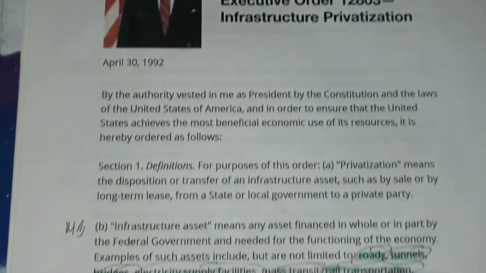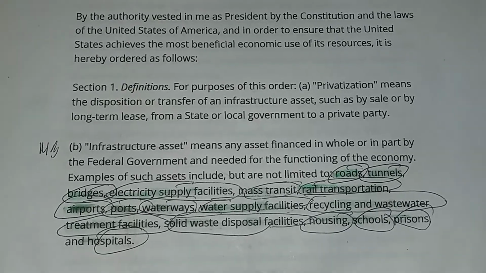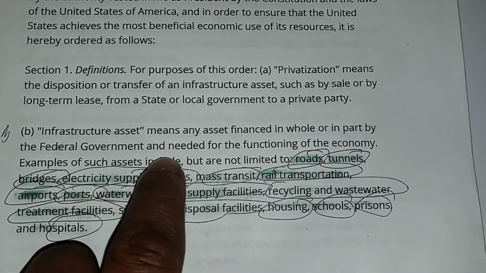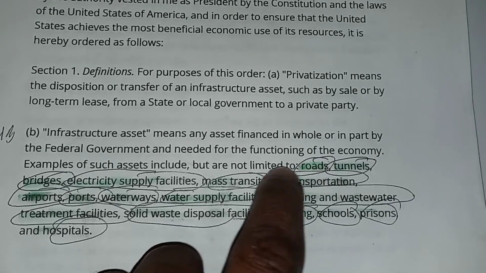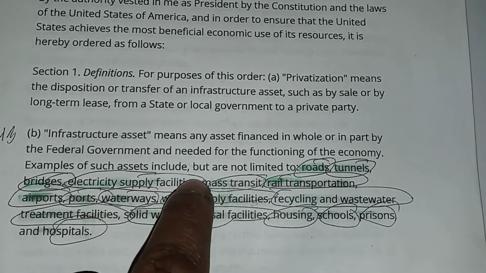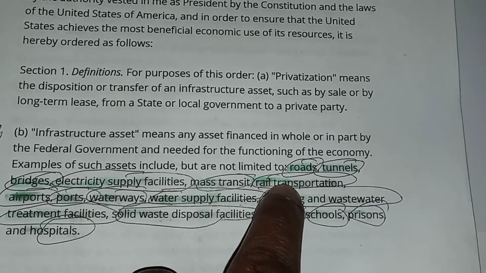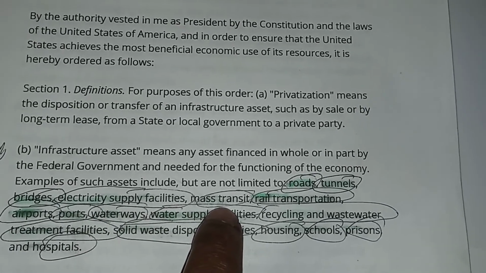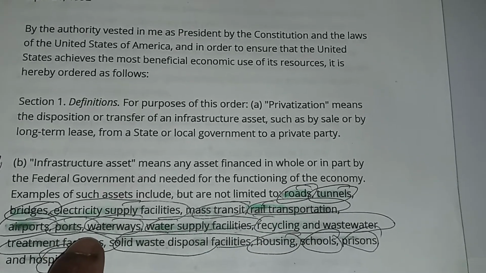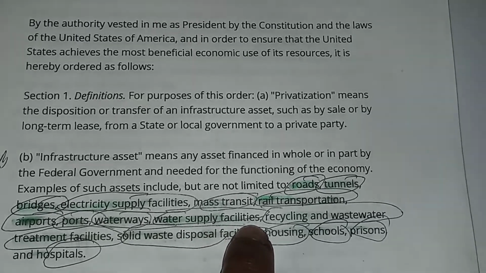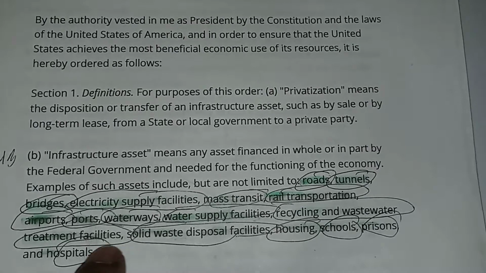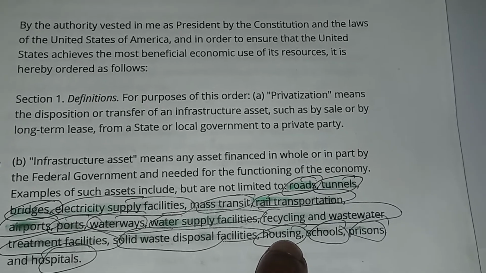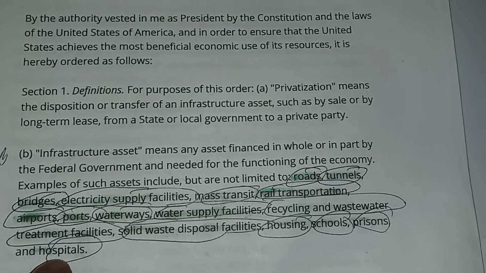But I'm going to scan the document. Don't worry about the markers in the document. Down here, where I circled: infrastructure asset means any asset financed in whole or in part by the federal government and needed for the functioning of the economy. Examples of such assets include, but are not limited to, roads, tunnels, bridges, electric supply facilities, mass transit, rail transportation, airports, ports, waterways, water supply facilities, recycling and wastewater treatment facilities, solid waste disposal facilities, housing, schools, prisons, and hospitals.